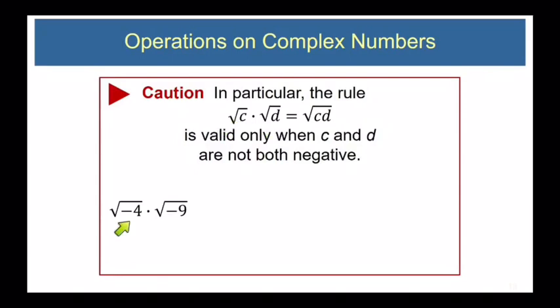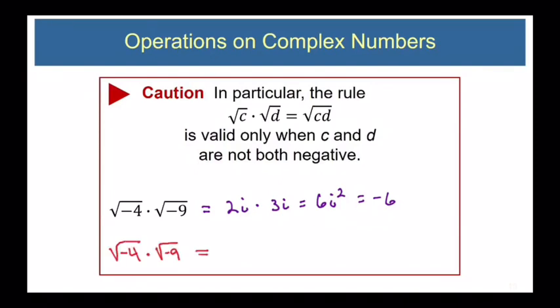So, for example, the square root of -4 times the square root of -9 needs to be simplified first so that we have i square root of 4, which would be 2i, and i square root of 9, which would be 3i. And then we can say 2i times 3i is 6i squared, and of course i squared is -1, so 6 times i squared is -6.